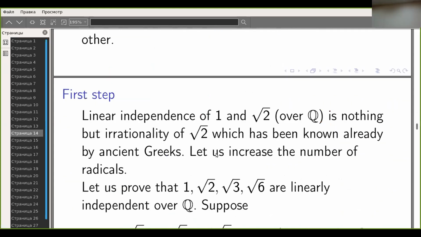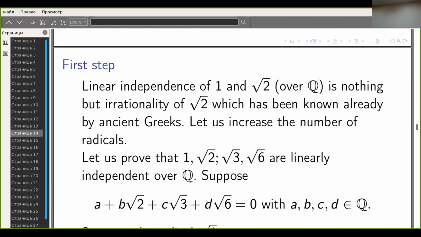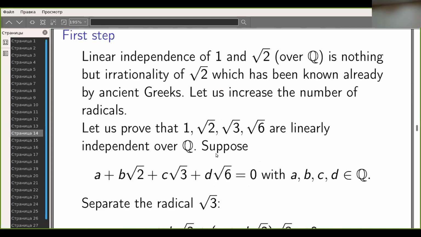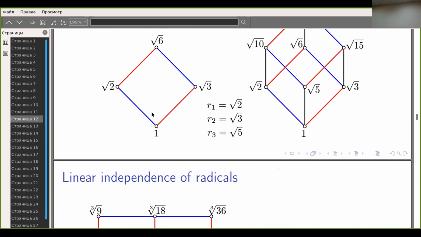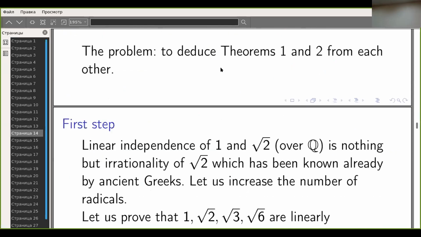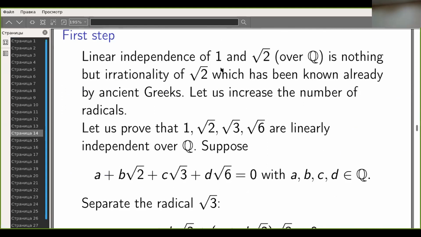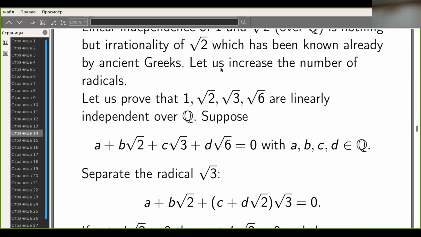To prove the theorems, we should understand some concepts. For example, let us make the first step. Linear independence of 1 and square root of 2 over Q is simple; it means that the square root of 2 is an irrational number. It's a well-known fact. Let us prove that the numbers in the vertices of this square, 1, square root of 2, square root of 3, and square root of 6, are linearly independent over Q. The first step is to separate the radical square root of 3.